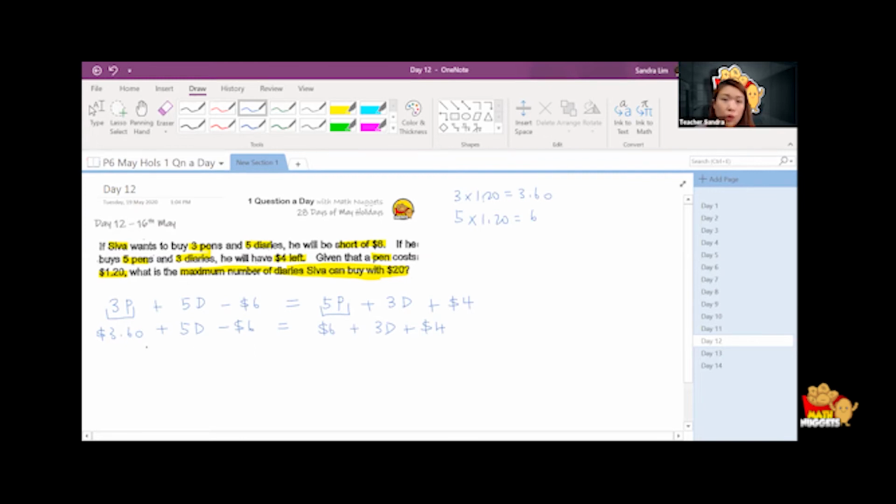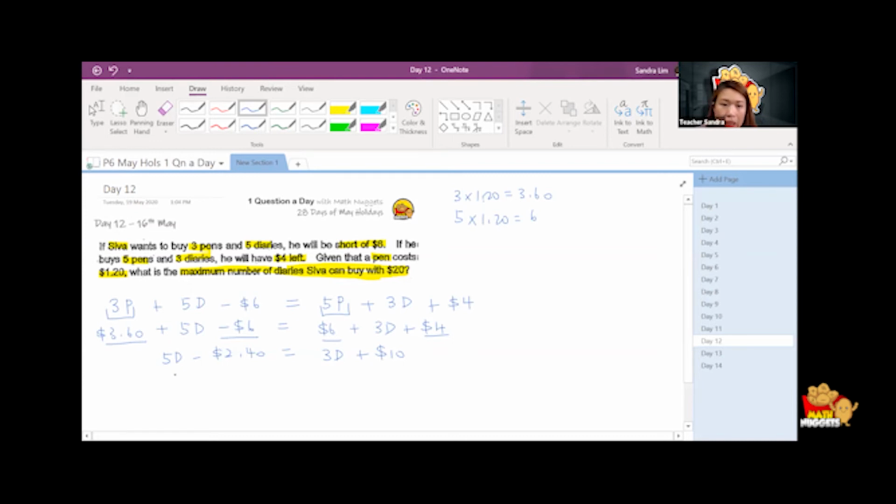Okay? Now I'm going to combine the dollars. So you see I have dollars and dollars here, right? So over here is 3.60 minus $6. So you press your calculator, 3.6 minus 6. Okay, take note, it's a minus 6. So in this case, over here will be 5 diaries minus $2.40 is equals to, on the right side, I combine the dollars as well. 3 diaries plus $10.